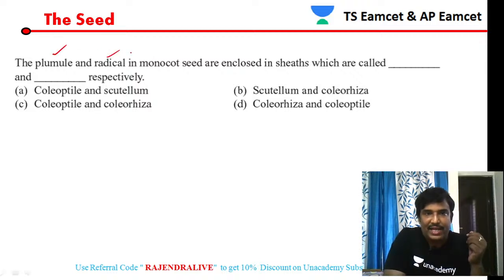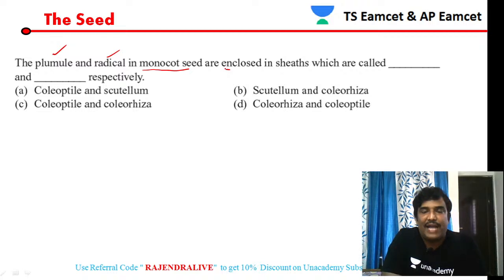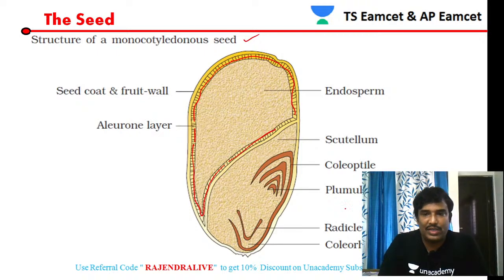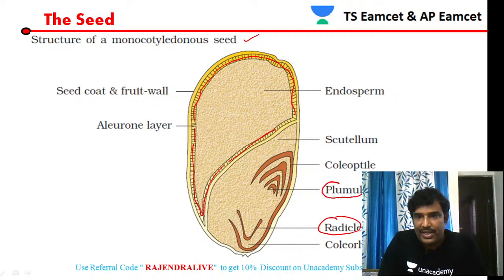Plumule and radical in the monocot seed are enclosed in a sheet. So let us see the monocot seed. Where is the radical? You see, this is the radical, and here you see the plumule. First, this part is the radical, and it is enclosed by this structure.